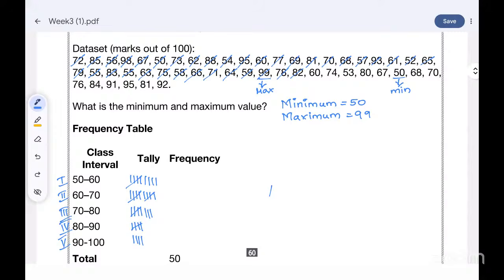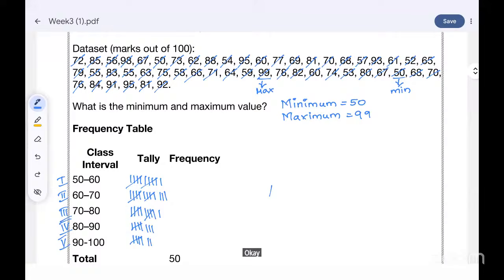60, second class. 74, third class. 53, first class. 80, fourth class. 67, second class. 50, first class. 68, second class. 70, third class. 76, third class. 84, fourth class. 91, fifth class. 95, fifth class. 81, fourth class. 92, fifth class.